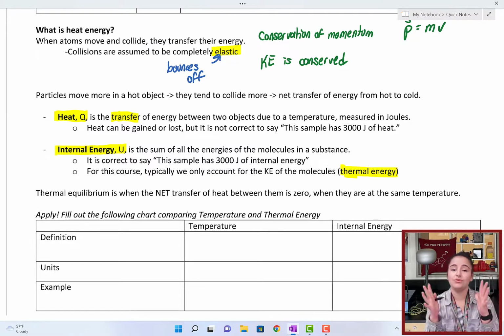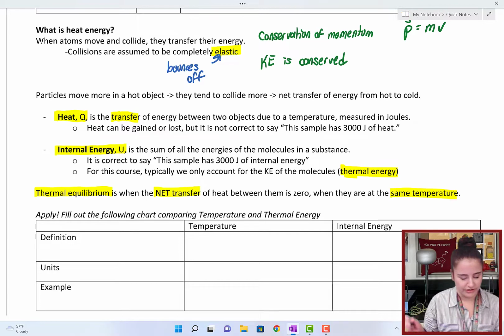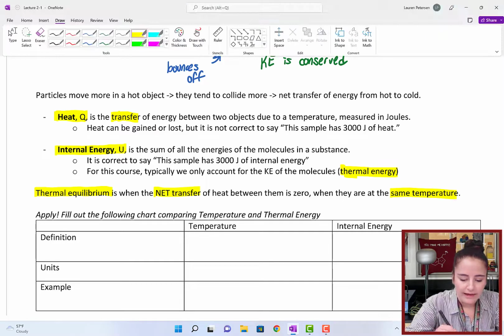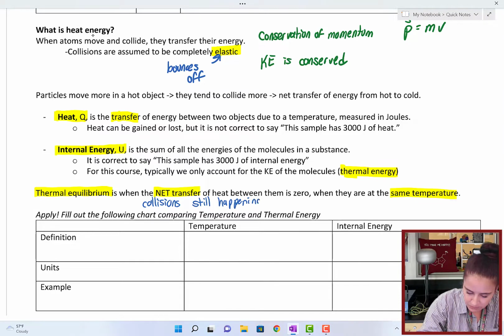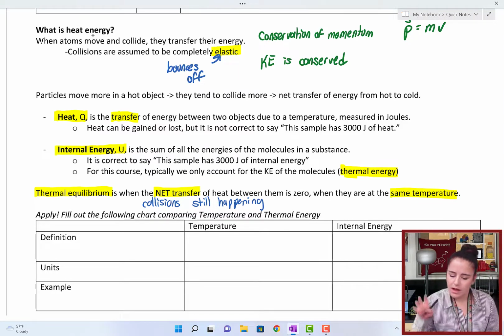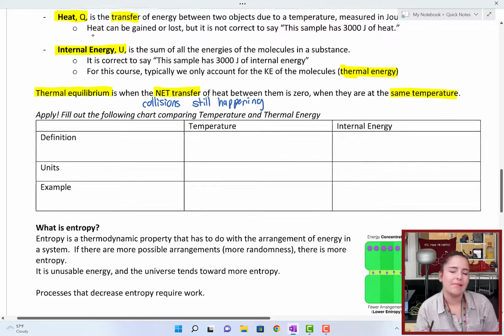Now, if we have two things that are at the same temperature, we call that thermal equilibrium, okay? Now, that just means that the net transfer of heat between them is zero. The collisions are still happening. Yep. So, make sure you got this. Go ahead and apply this and see if you can think of a good example to explain this to someone.